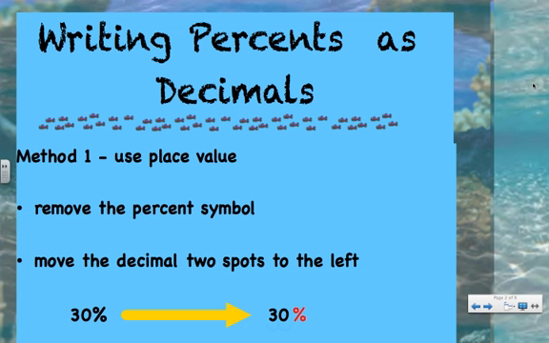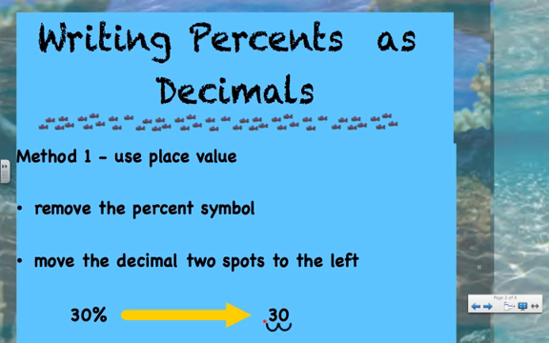Method one, first, just use place value. First thing you do is remove the percent symbol. It disappears. Then we take the decimal place, and remember the decimal place is at the end of the number. If you don't see it, just because it's not there doesn't mean there isn't one. We just don't usually write it if it's a whole number. So 30% becomes 30. We drop the percent symbol, and then we move the decimal place 2 places to the left. And our answer becomes 0.3.